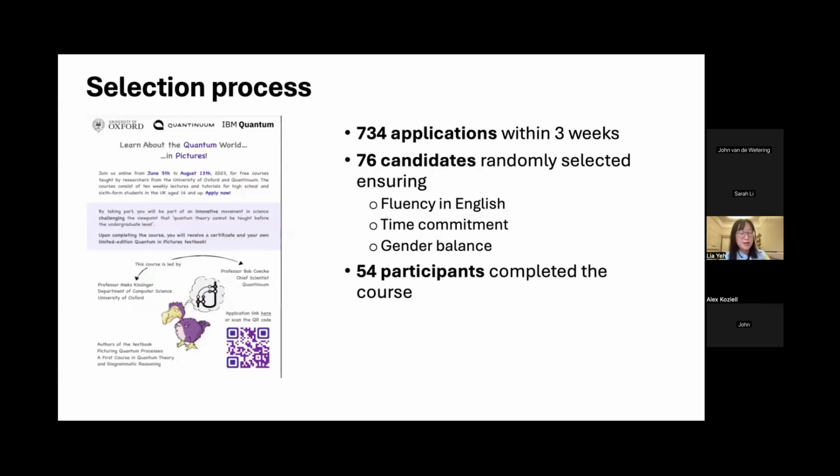So to go over some of the experiment parameters itself, here's the selection process. On the left-hand side of this slide is a flyer that we made. One thing I'll make note of is that upon completing the course, you will receive a certificate and your own copy of the textbook. So we think that, as with studies with human subjects, it would sometimes be common to reimburse the subjects for their time participating in the study. But in this case, they are receiving a free course.